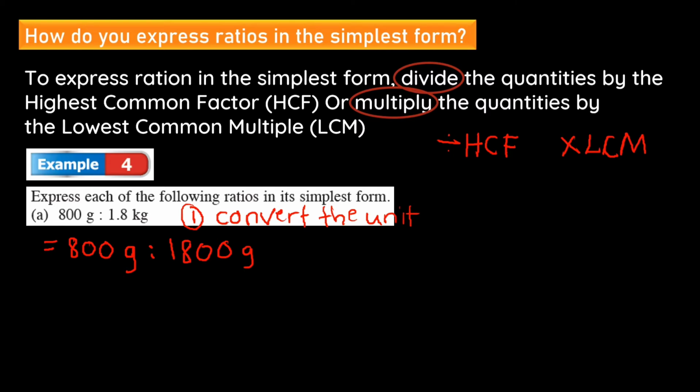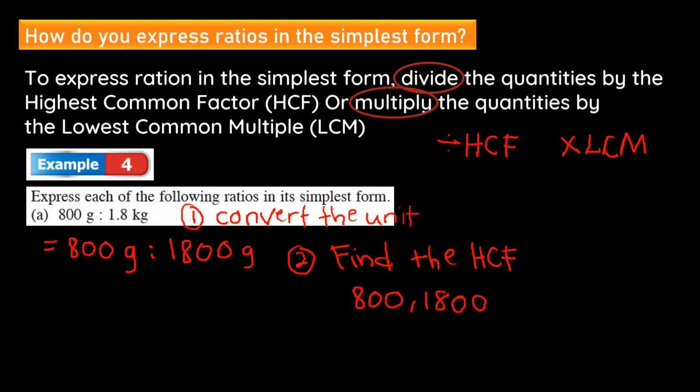Once the units are the same, we need to find the HCF for both parts. How do we find the HCF? You must recall your Chapter 2, factors and multiples. In order for us to find the HCF for these numbers, we need to do repeating division.